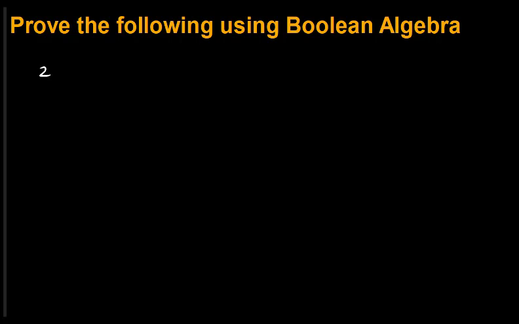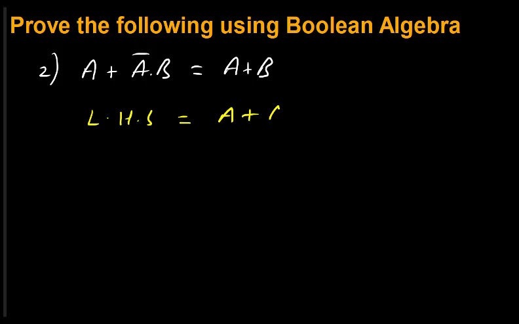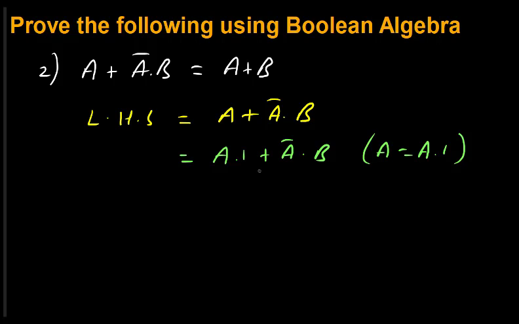Now let us take another example. We have to prove this, A or A bar B equal to A or B. So as usual we take the left hand side. So left hand side is A or A bar B. Then what we do is this particular A can be written as A and 1. It will be one and the same thing, because A is A and 1.